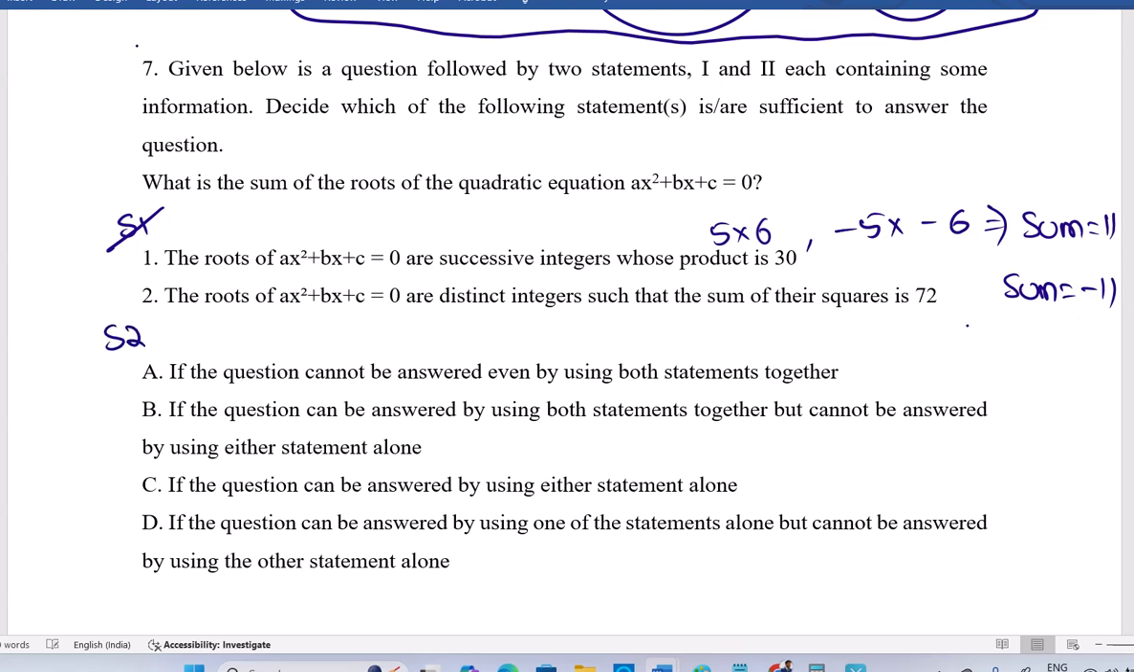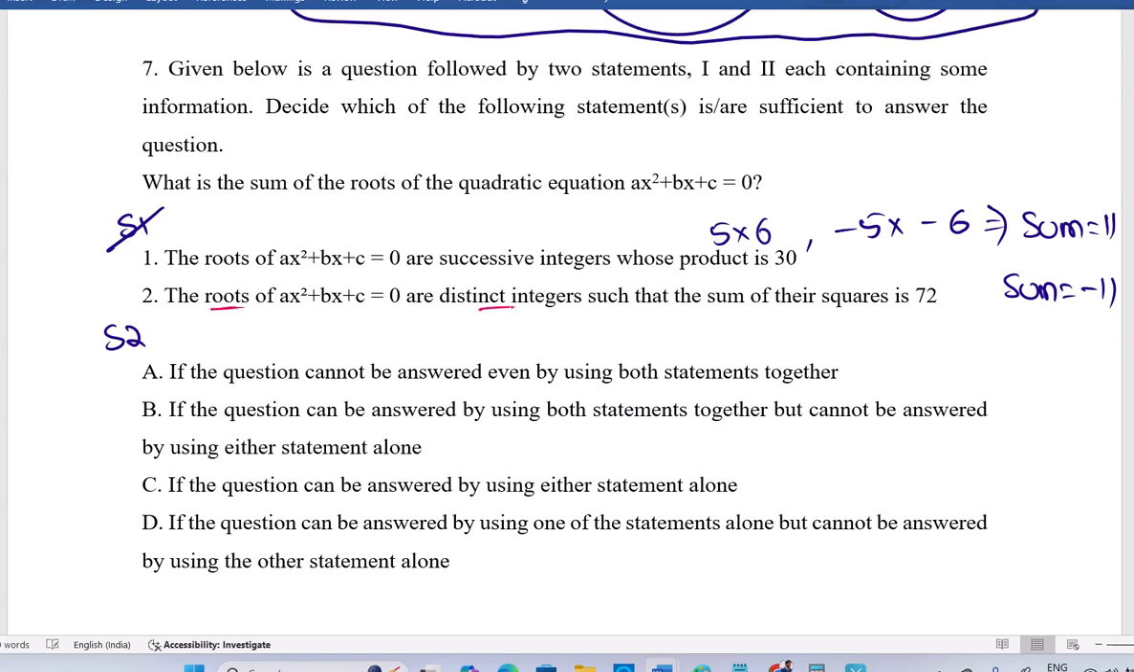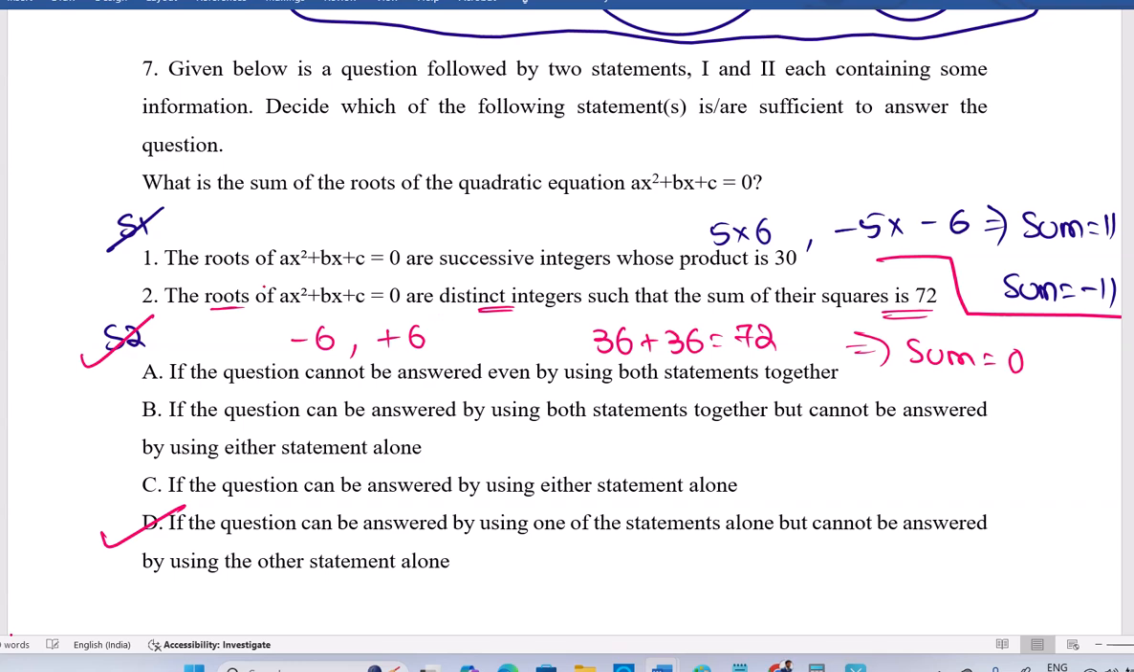Now 2 alone. Can we do it with 2 alone? Roots are distinct, but the sum of their squares is 72. Yes, you can do it. One of the statements alone is okay. How, sir? Minus 6 and plus 6, which is 36 plus 36, 72. They are integers and they must be distinct, right? So I can find the sum of the roots is 0. So statement 2 alone is able to identify the answer.